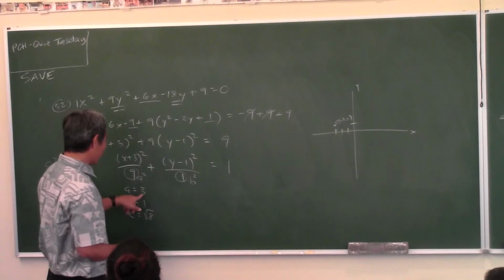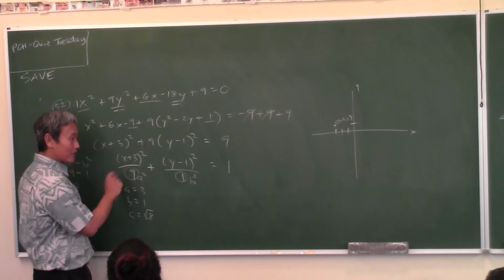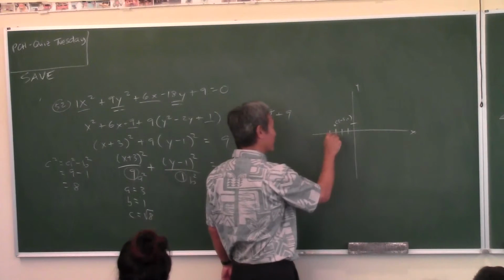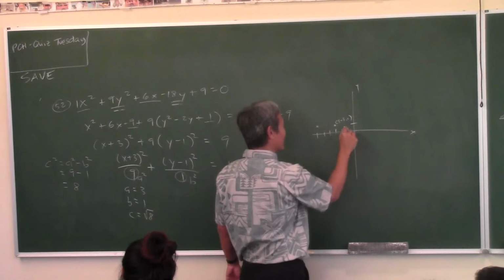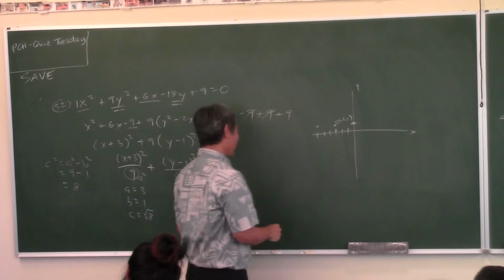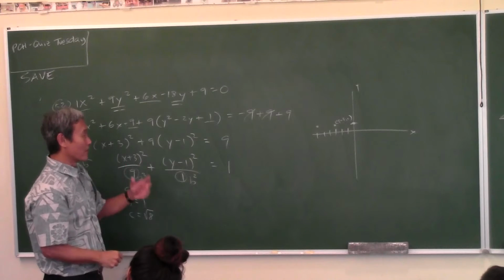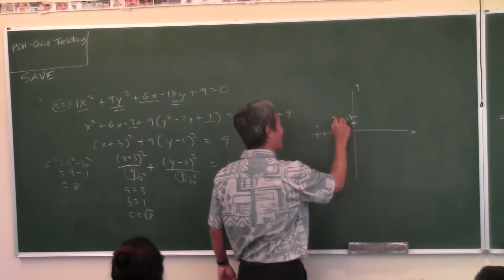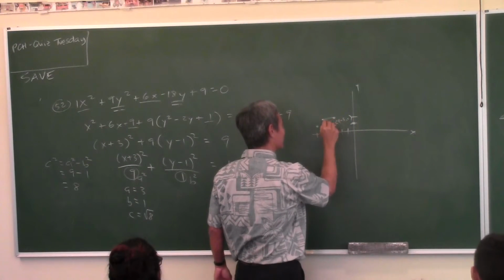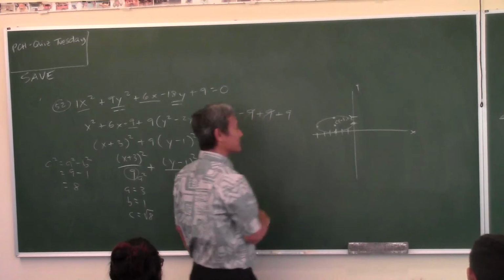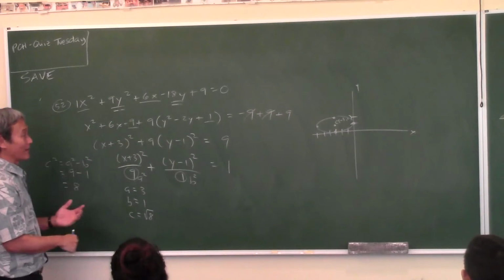Okay, so to graph this ellipse, this number tells you how much to go left and right. So you go 3 to the left, 3 to the right. And then this number tells you how much to go up and down. You go 1 up, 1 down, and there's your ellipse. That's how you graph it.